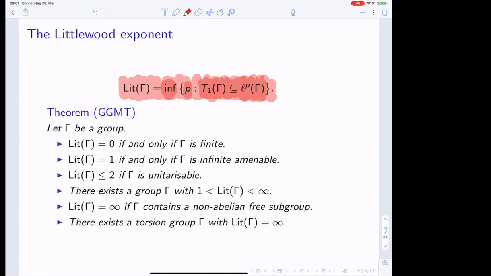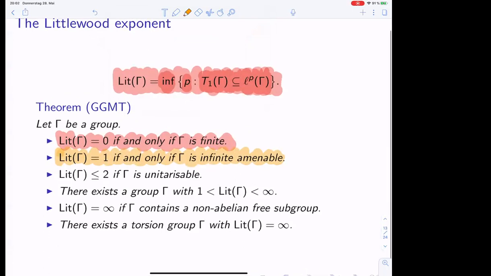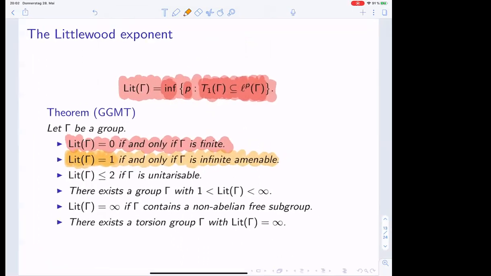So first of all, we can characterize finiteness of the cube by the Littlewood exponent. That's fairly easy to see. The second thing is, that's not quite the result of Wysochansky on the nose, but it is possible to characterize amenability of infinite cubes also by the Littlewood exponent being equal to 1. So now comes the interesting connection to unitarisability.